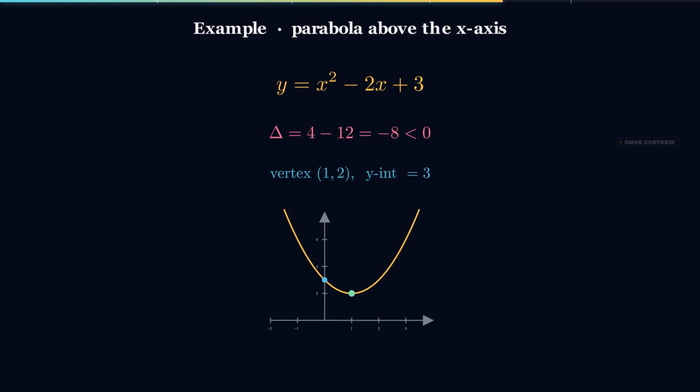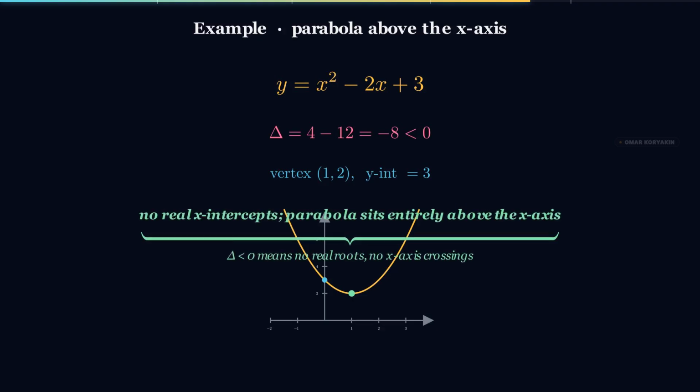Find the vertex. x equals 1. y at x equals 1 is 1 minus 2 plus 3 equals 2. Vertex at (1, 2). The y-intercept from c is 3 at the point (0, 3). Sketch. The parabola opens upward, sits with its minimum at (1, 2), and never touches the x-axis.